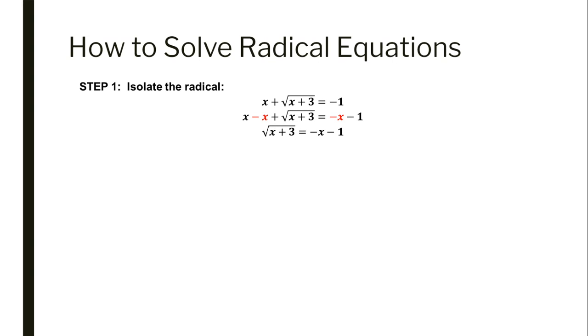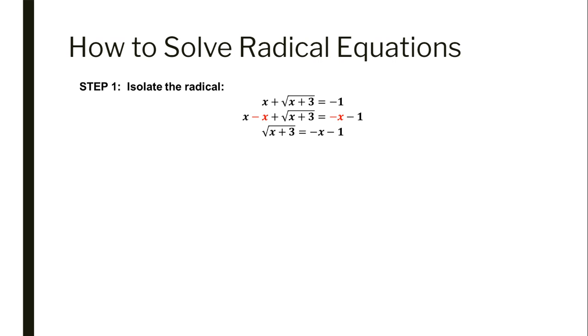Here, we're going to end up with a variable on both sides of the equation. So I have to isolate the radical, so I'm going to subtract x from both sides, and I end up with the square root of x plus 3 is equal to negative x minus 1. So I don't have a radical on both sides, but I do have a variable on both sides. Well, what's up with that? It looks a little bit different, but I'm going to ask you to trust the process.